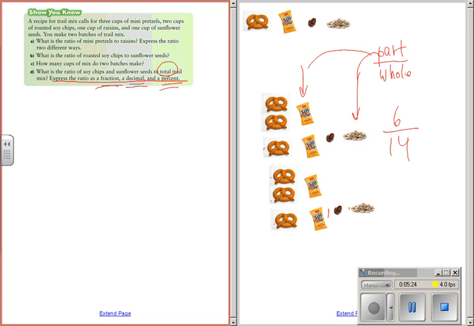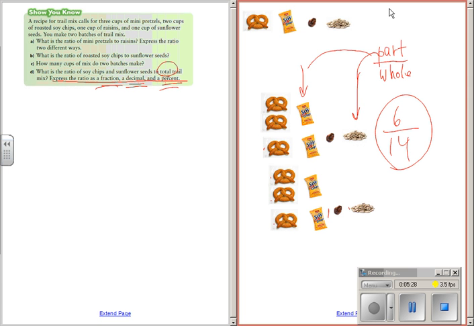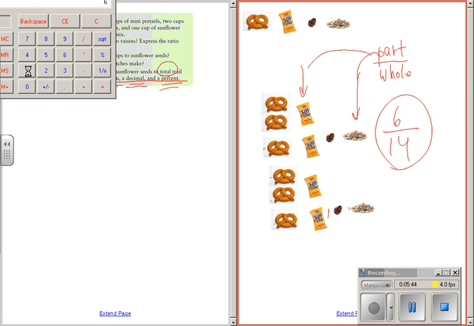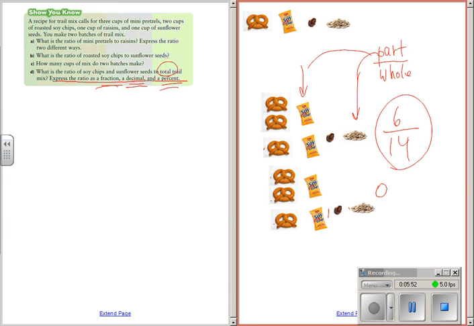So as a decimal, I look at this fraction and say this is 6 to 14. That 14 is not a good denominator. That means I can't create an equivalent fraction that has a base 10 denominator. So I have to use a calculator. So I'm going to pull up my calculator here. What is 6 divided by 14? That will tell me the decimal version of that fraction. And it's 0.4285. So I'll write that down. 0.4285. That's the decimal version.